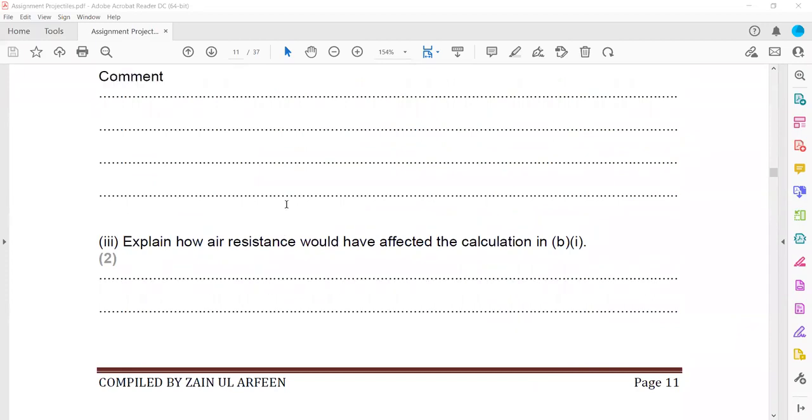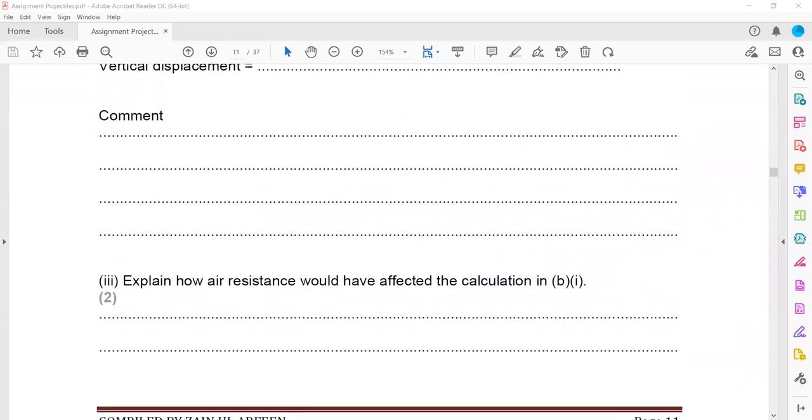Explain how air resistance would have an effect on the calculation in B. So if there is air resistance, what will be the effect? Air resistance will affect the horizontal speed. So it will not cover the same range of 1.5 meters, or it will take a longer time to cover that 1.5 meters. Both ways you can mention: either it will not cover the same 1.5, or it will take longer because the horizontal speed decreases. So it will take a longer time to cover this 1.5 meters.